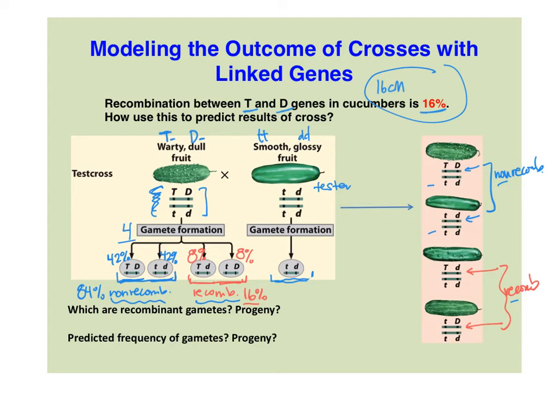We can apply those same numbers over here on our progeny. 42% of the progeny will be non-recombinant with this genotype, big T, little t, big D, little d. 42% of the progeny will be little t, little d, little t, little d. And then 8% of the progeny will be recombinant with this genotype, big T, little d, little d. And 8% will be little t, big D, little d.